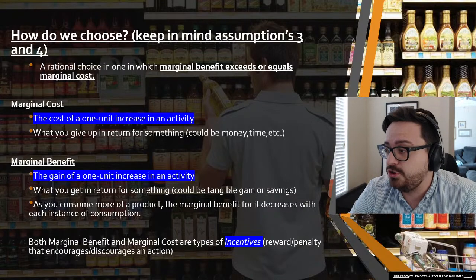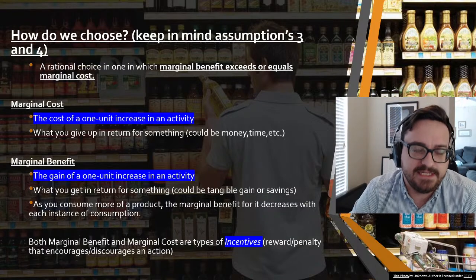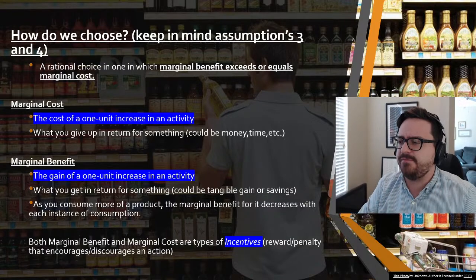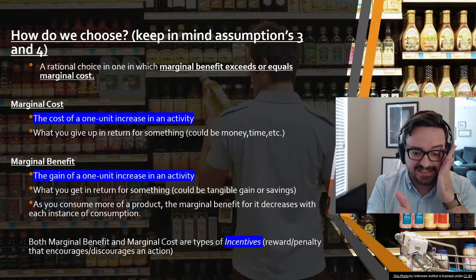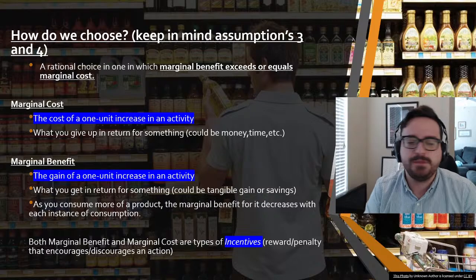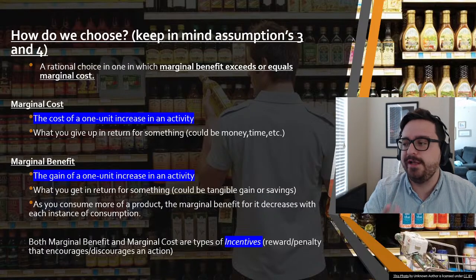Marginal cost and marginal benefit, what those terms mean in case you get stuck on it. The word marginal, people tend to get thrown off by it. It just means like per unit. Marginal just means for every one of this, how much of X gets changed. So the marginal cost is the cost of a one unit increase in an activity.